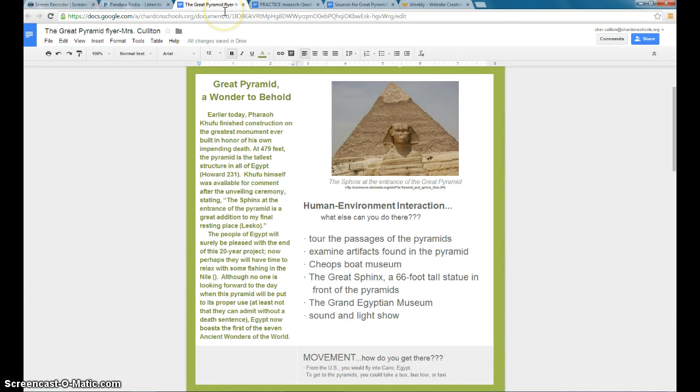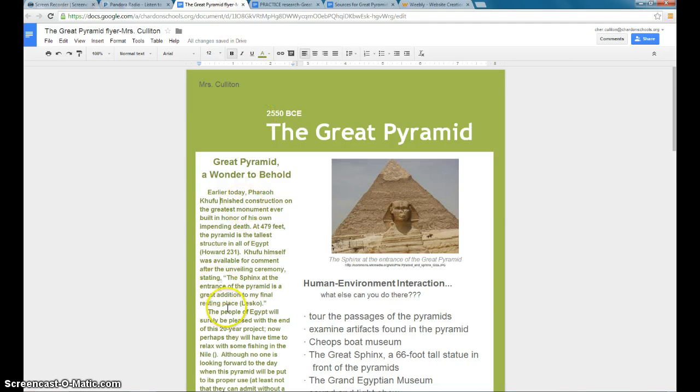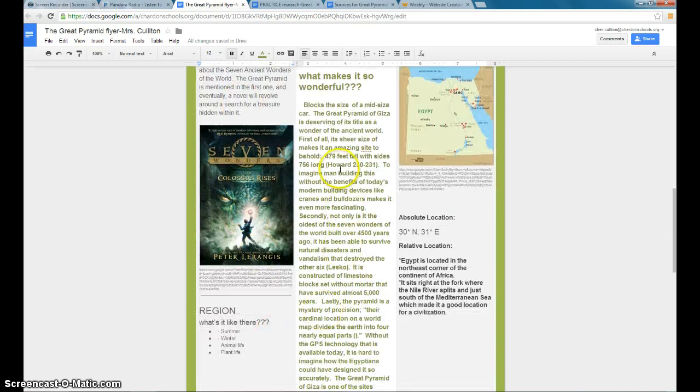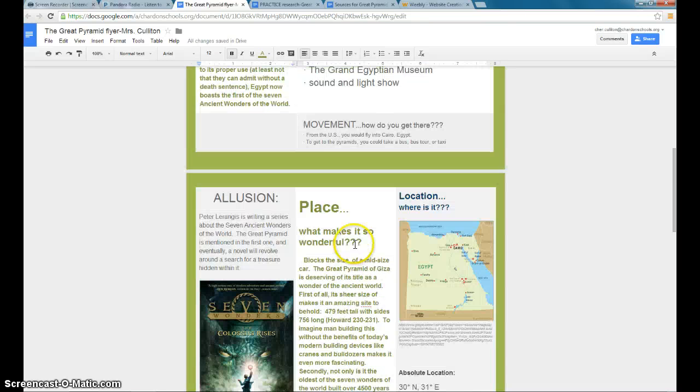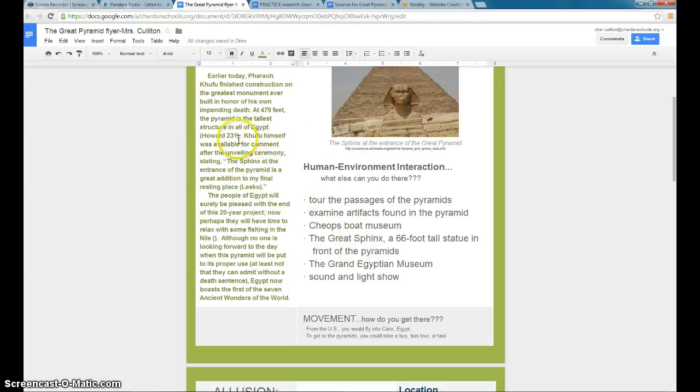The only two parts of your pamphlet that have to have parenthetical documentation are the newspaper article that you should be putting at the beginning that introduces your wonder to the world. It's that who, what, where, when, why paragraph. And then the other one is about the place, what makes it so wonderful. And this was going to be a claims and evidence paragraph. So you could see I already put some of my parenthetical documentation in here.